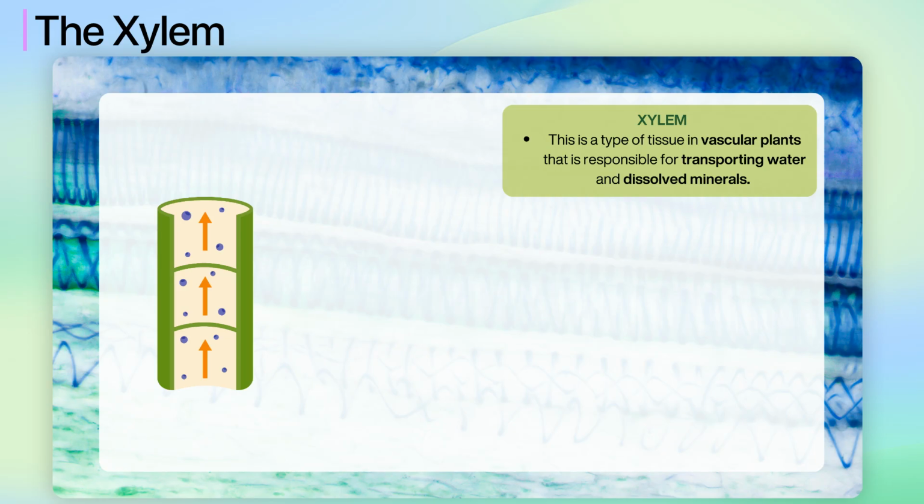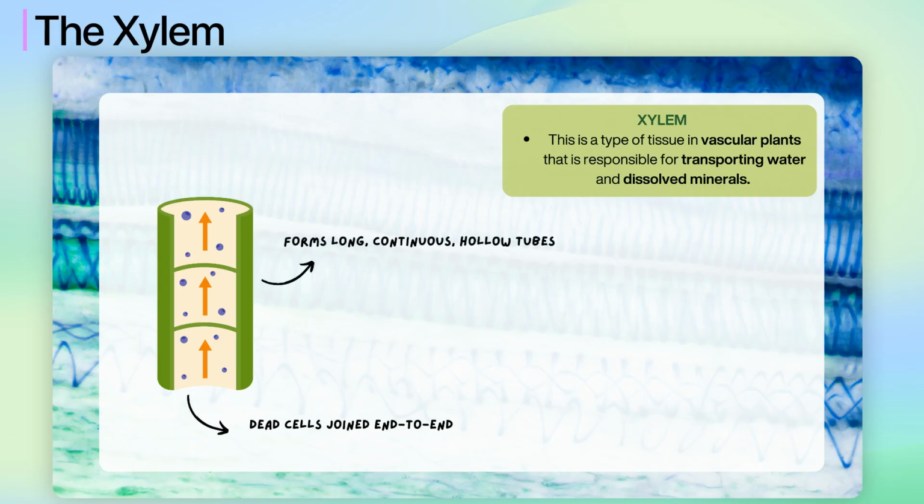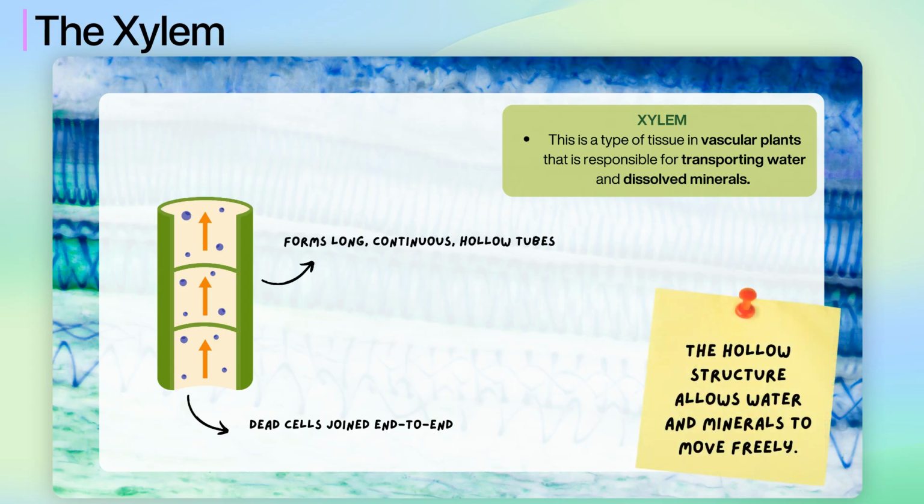The xylem is a type of tissue in vascular plants. The xylem is responsible for transporting water and dissolved minerals from the roots to the stem and leaves. Here's how xylem cells are especially adapted for their role. Xylem vessels are made up of dead cells that are joined end to end to form long, continuous, hollow tubes. This hollow structure allows water and dissolved minerals to move freely through the plant.